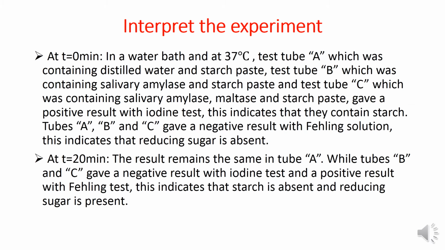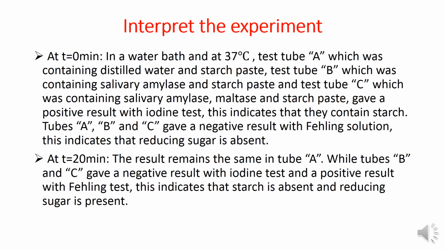How to interpret the experiment? At t equals 0 in a water bath at 37 degrees Celsius, test tube A, which was containing distilled water and starch paste, test tube B, which was containing salivary amylase and starch paste, and test tube C, which was containing salivary amylase, maltase, and starch paste, gave a positive result with iodine test. This indicates that they contain starch. Tubes A, B, and C gave negative result with Fehling solution. This indicates that reducing sugar is absent.